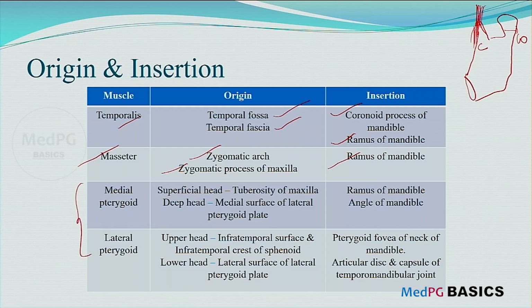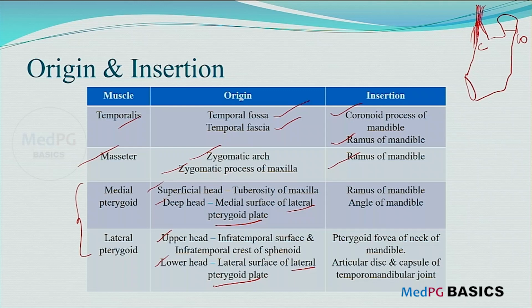Then going on to the other two muscles, the medial and the lateral pterygoid muscles. Each of these muscles is made up of two different heads. The medial pterygoid has a superficial and a deep head, whereas the lateral pterygoid has an upper and a lower head. One common thing you can observe about the origin of these two muscles is that there is a common origin from the lateral pterygoid plate in both the lateral and the medial pterygoid muscles.